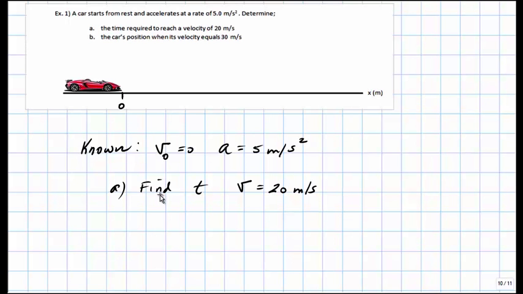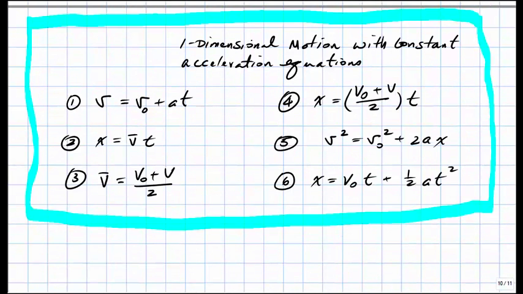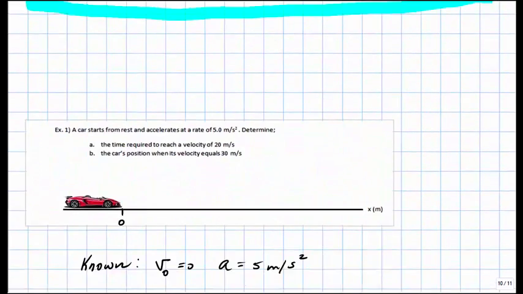Now we need to find an equation that will solve for time. So let's look in our box. Now keep in mind, v0 is known, a is known, and final velocity is known. The objective now is to find an equation in this box where everything is known except for time, because we're looking for time. So let's take a look at equation number 1. Do we know v? Well, we do. Do we have a value for v0 in this example? We do. Is the acceleration given? Well, it is. So we know every one of the variables except for time. Therefore, we will use this equation to solve part A.